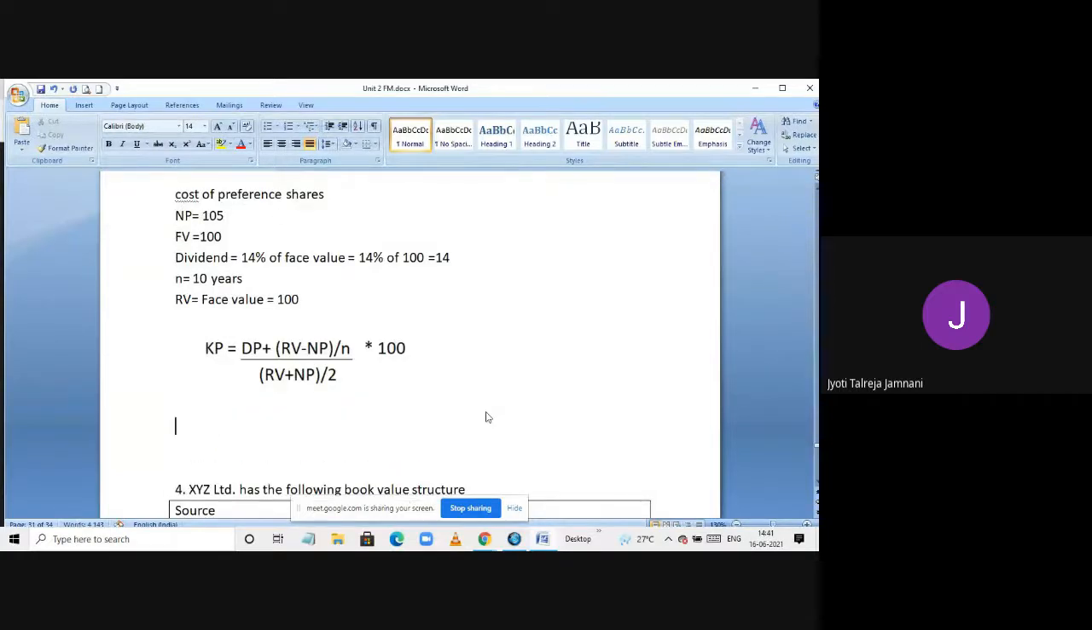So KP is equal to dividend, that is 14 rupees, plus RV minus NP. RV is 100, minus net proceeds 105, divided by N. N is 10 years. The whole divided by RV plus NP, that is 100 plus 105, divided by 2. The whole you have to multiply by 100. So find the cost of preference.